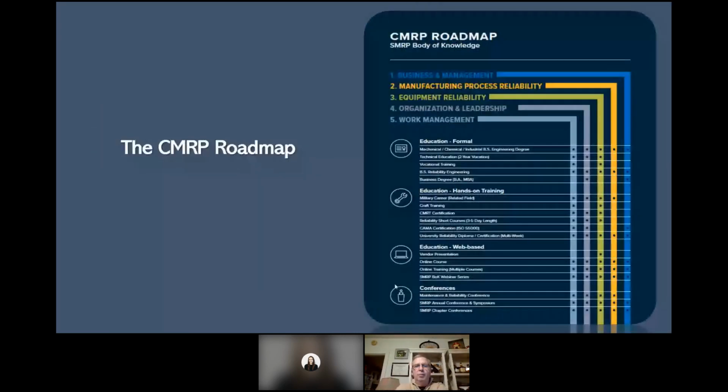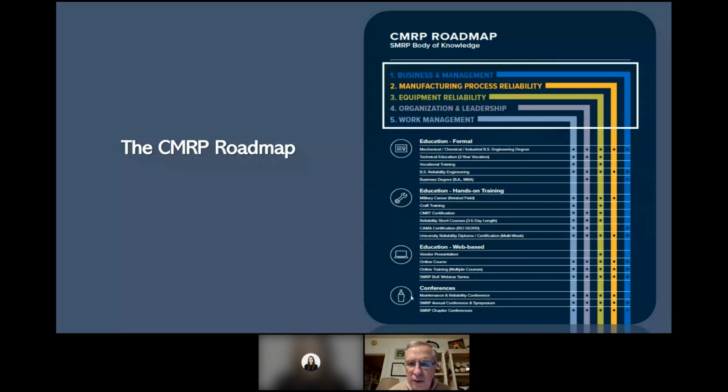Now, this is the CMRP roadmap. We've got the 5 pillars: business and management, manufacturing process reliability, equipment reliability, organizational leadership, and work management. So if we look at this roadmap, we've got all these 5 pillars, and then we've got the formal education part.